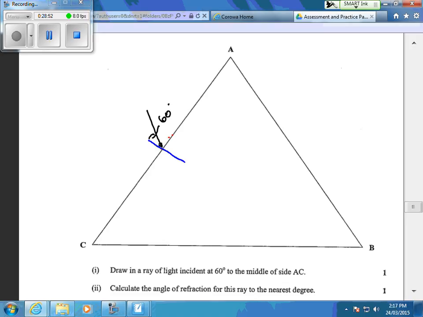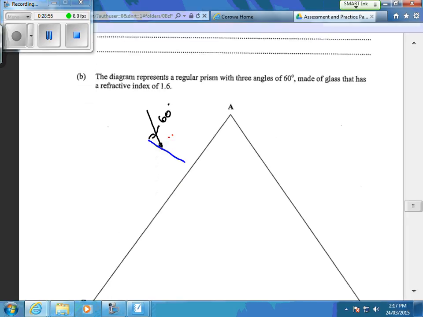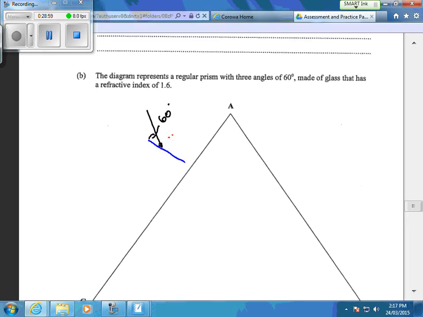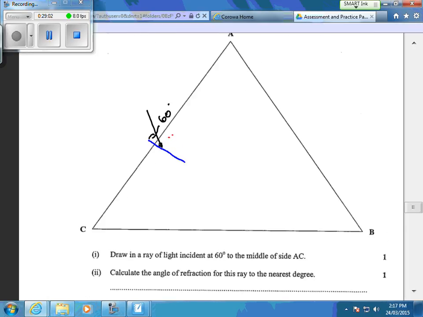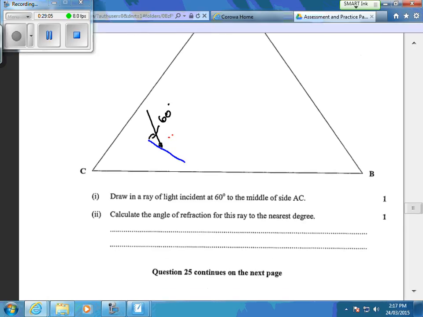Calculate the angle. Now, 1.6 and 60 degrees. Calculate the refractive index for this ray to the nearest. Oh, sorry, the angle of refraction. What you know is the refractive index. It equals sine I on sine R. So for this, I know that's 1.6. It's just a number. Equals the sine of 60, divided by sine R.